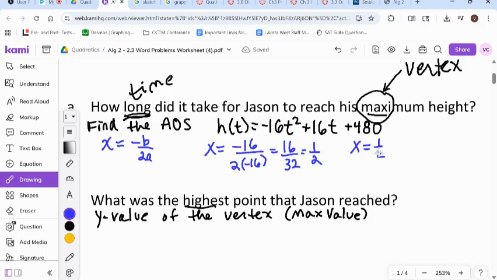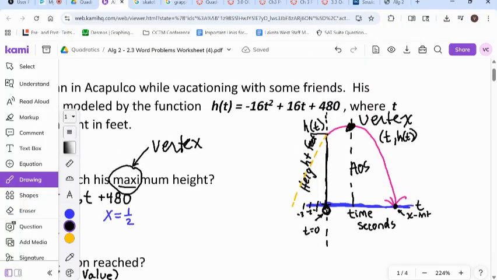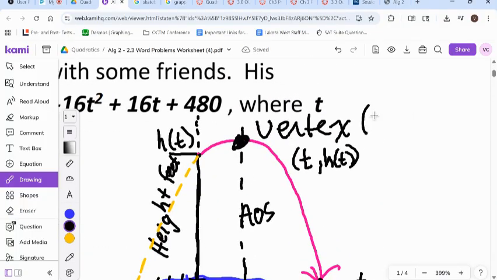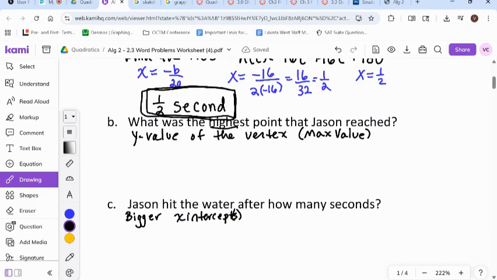Now, that's not answering the question. The question is, how long did it take for Jason to reach his maximum height? The answer should be 1/2 of a second. So our answer is an answer with units, so it makes sense for the question that's asked. Looking at my graph, my vertex starts with 1/2. Now we need to find the y value because that's what the second part is.